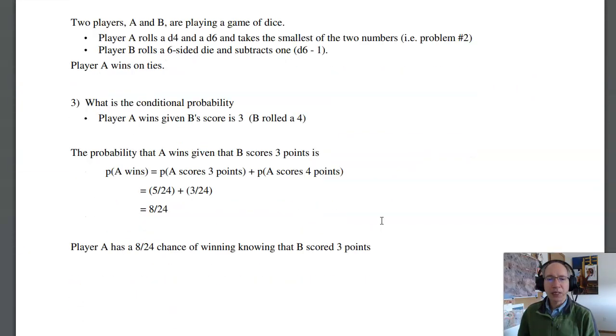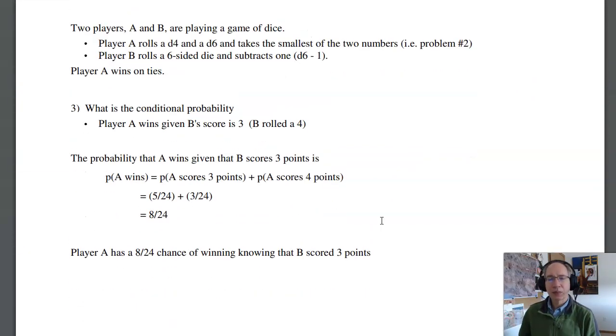Problem 3 is a conditional probability. Suppose I have a game. A rolls a 4-sided die and a 6-sided die, takes the smaller of the two numbers, meaning problem number 2. B rolls a 6-sided die and subtracts 1. If A wins on ties, what's the probability that A is going to win?